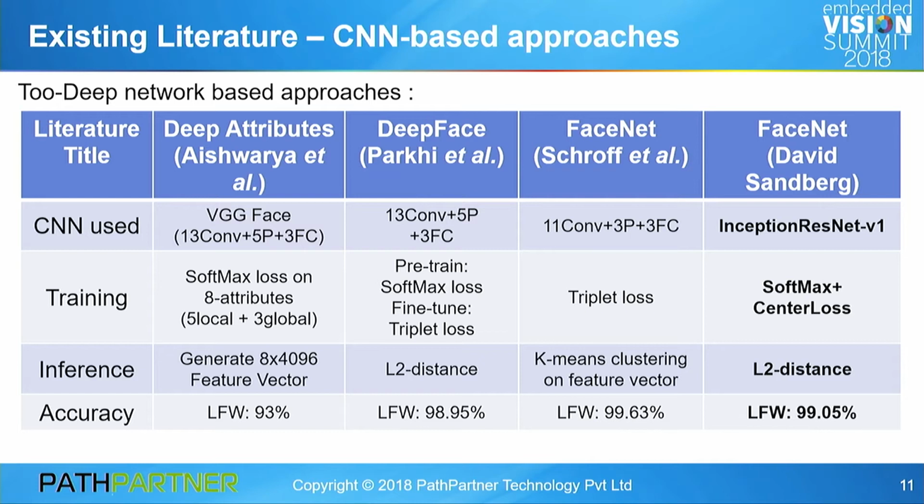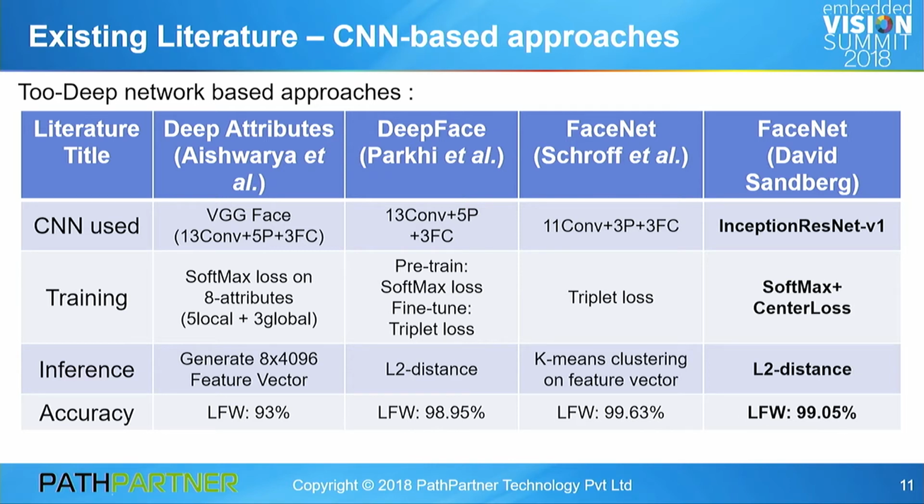Next one is FaceNet from David Sandberg. This is our benchmark model as well. Here, they have used Inception ResNet V1, and softmax plus center loss is used for training this model. With this, the accuracy stands at 99.05% on LFW. However, if you want to go with approaches based on using 2 deep networks, the computational complexity will be an overhead. So now let us look at our benchmark model.